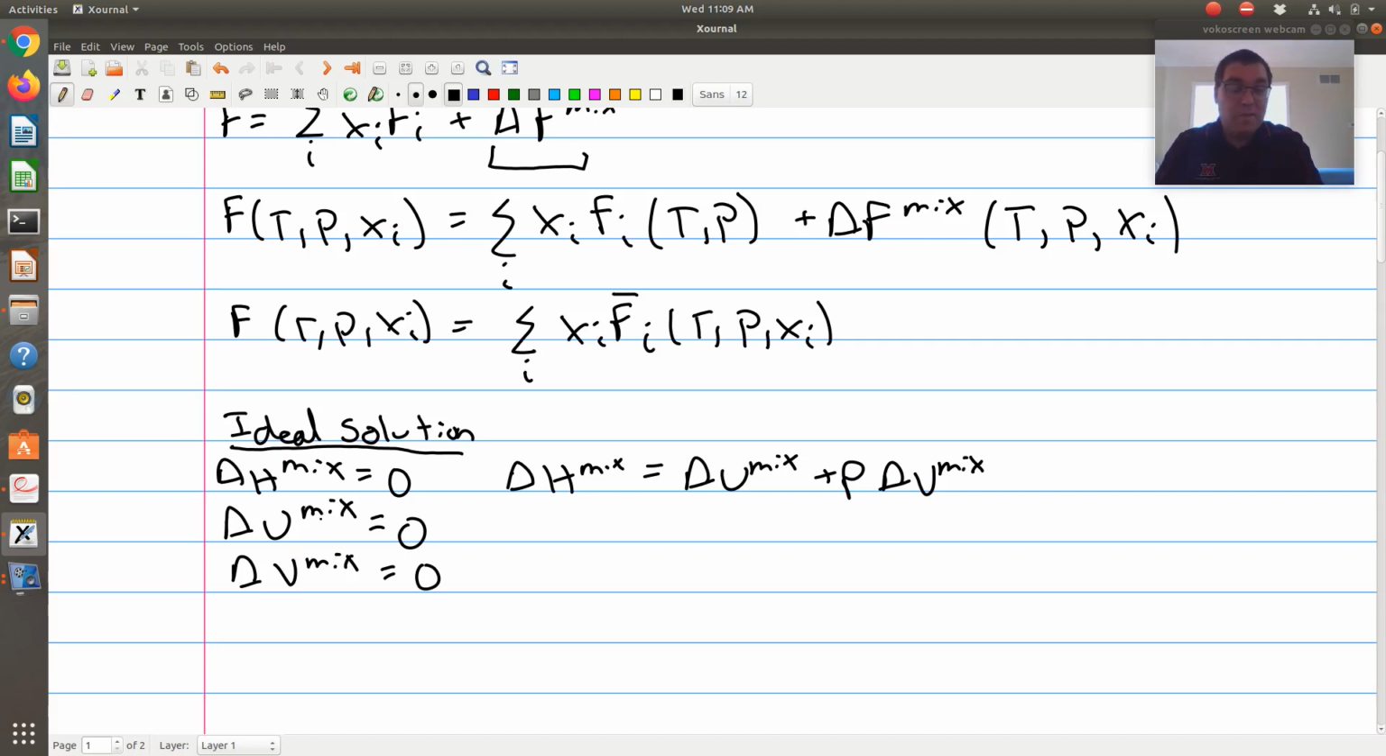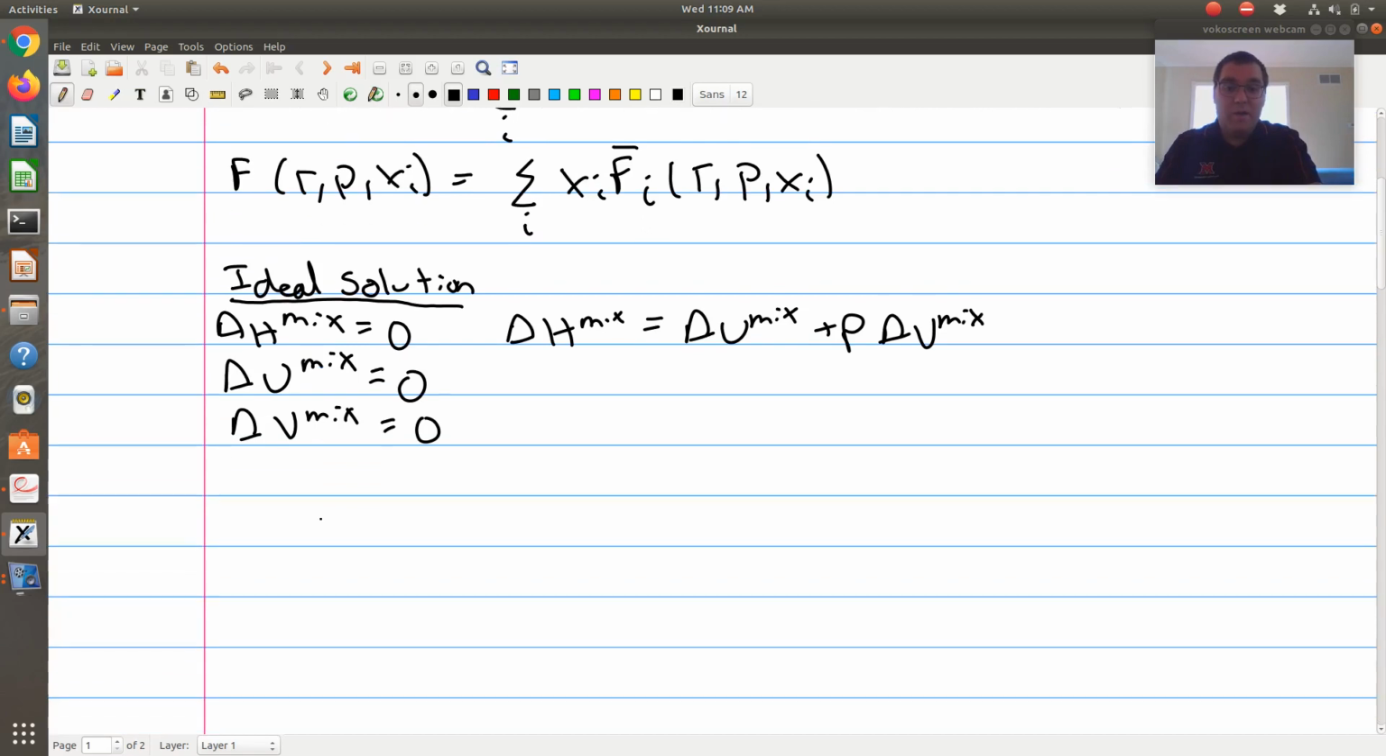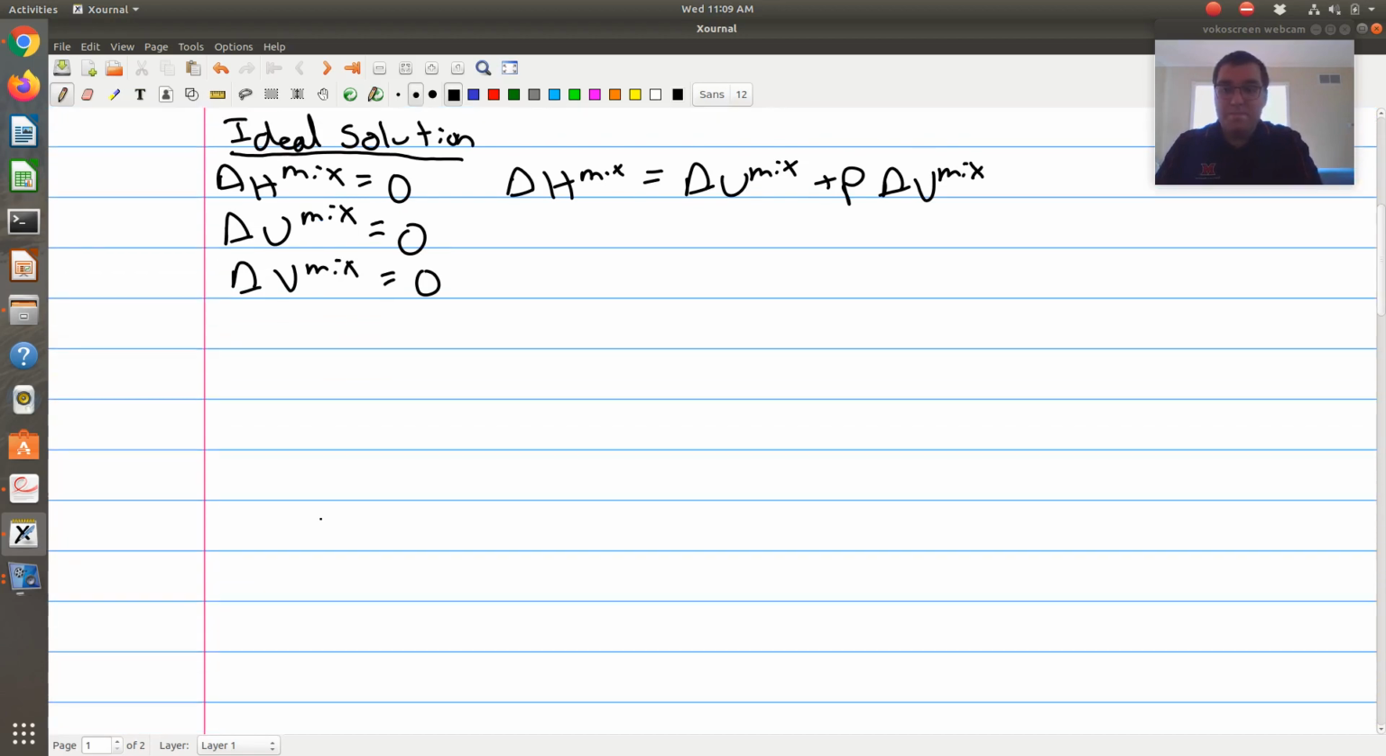right? And it should make sense, right? All of my intermolecular interactions are exactly the same. Now, I should ideally put ID up here as well to designate these as ideal solutions, but just remember, we're just talking about ideal solutions here. Okay, now, entropy of mixing.